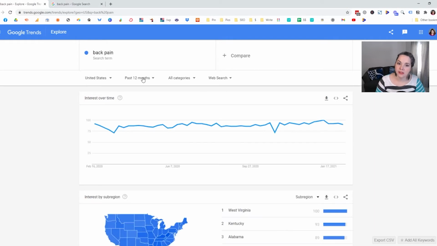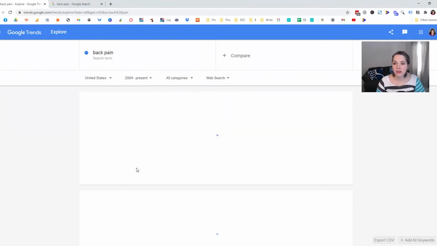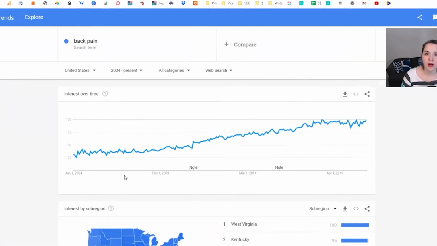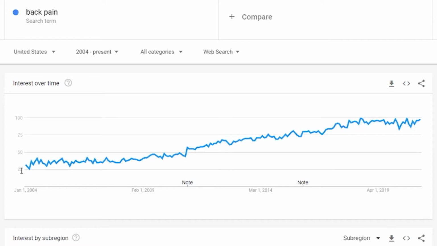And we're going to look, instead of looking at the past 12 months, you can actually go back in time and take a look at the past 17 years, which is when Google started publishing this data. So you can say, in 2004, there were a lot fewer people who were having problems with their back pain, and over time it has really increased. So that's interesting. That shows that there is going to be more and more demand for information about back pain.